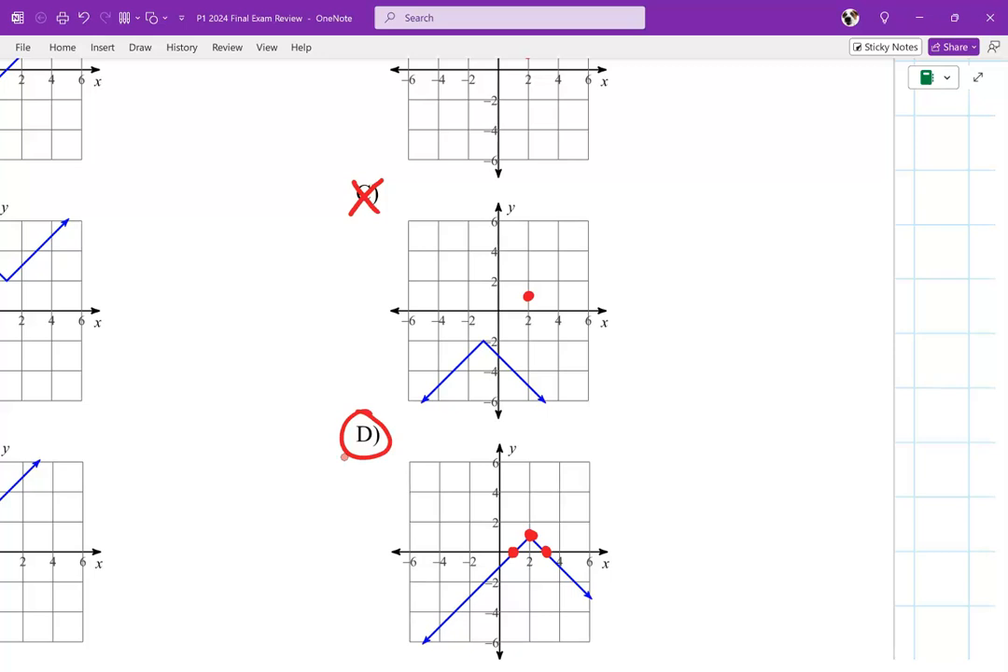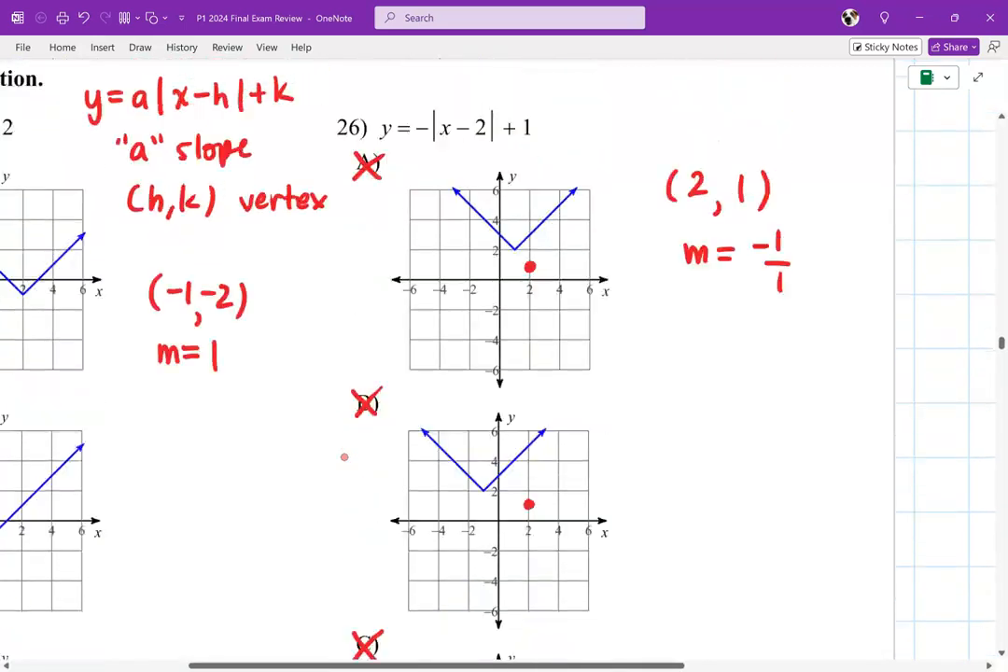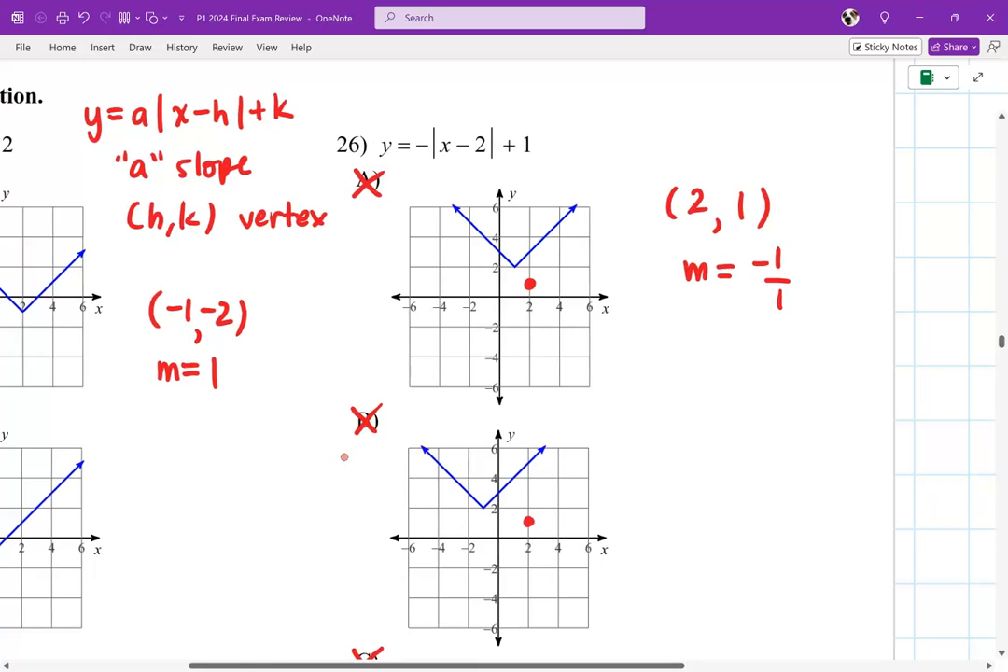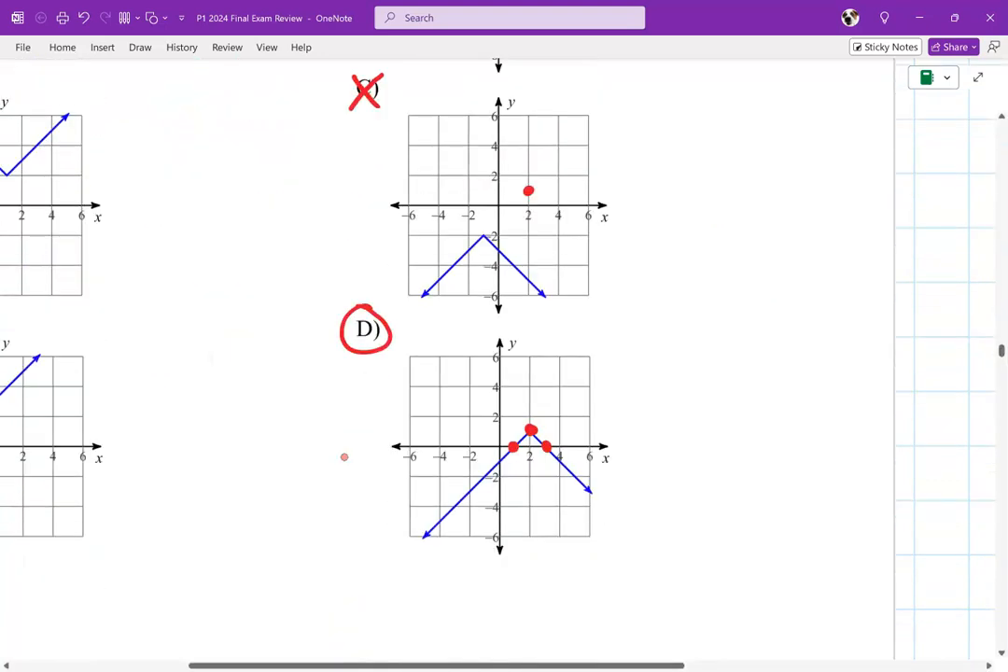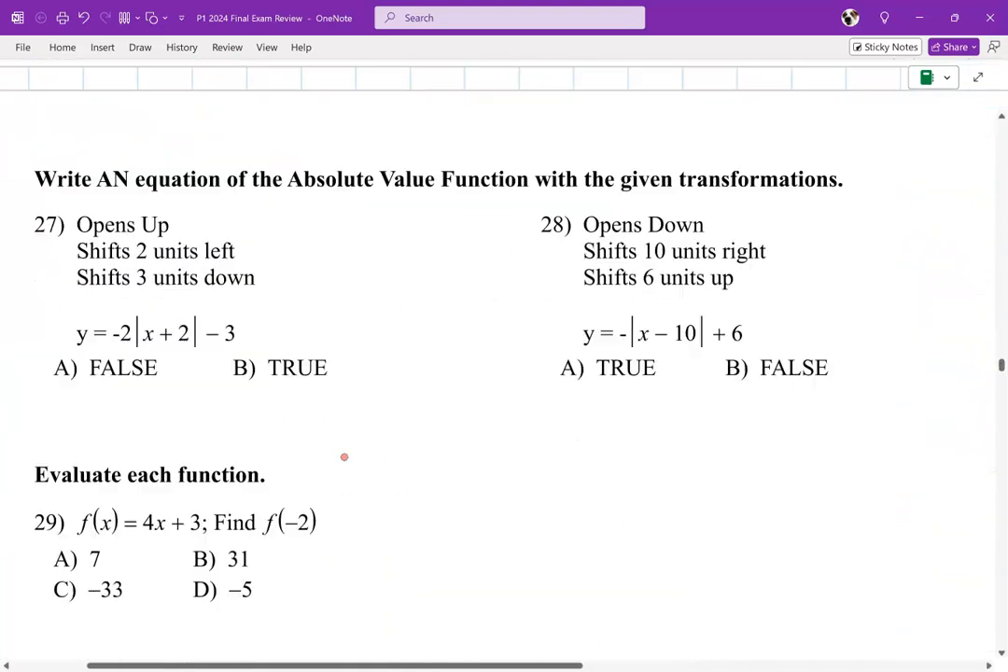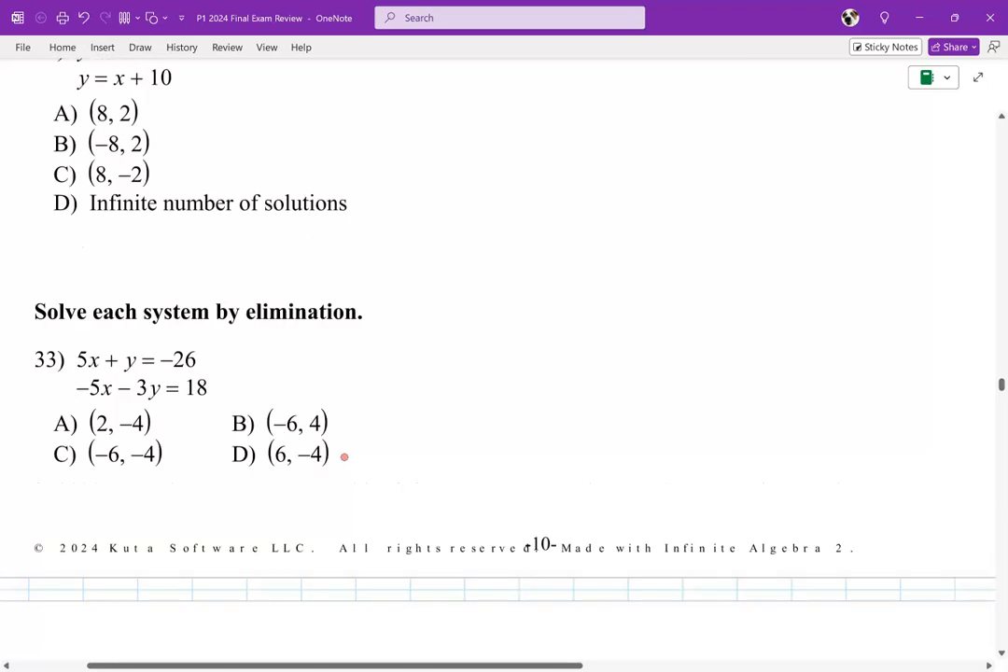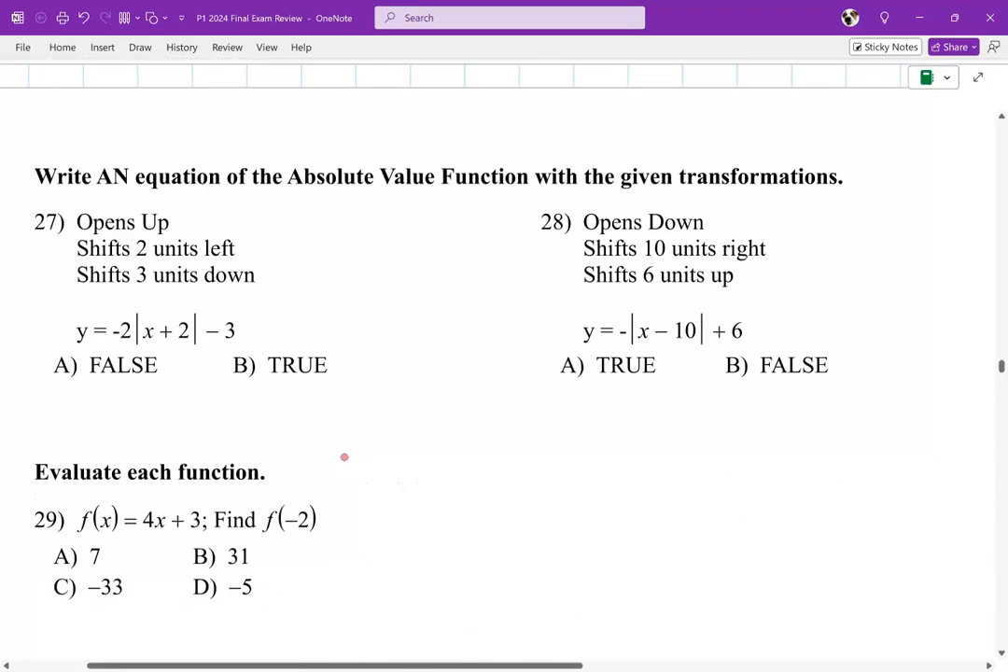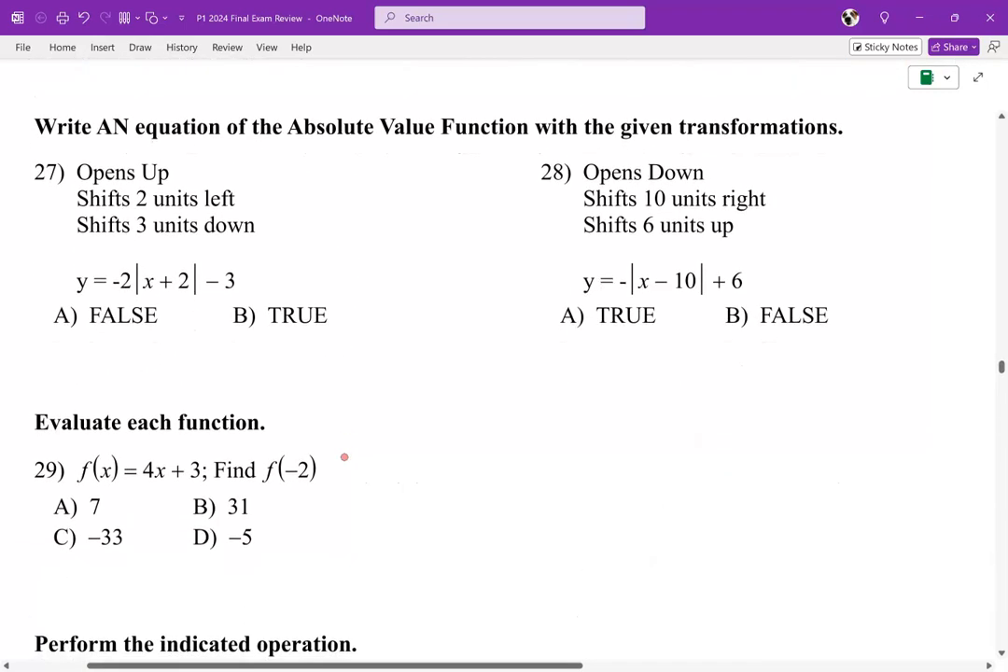So we're at 26. We started at 16. So that's 11, 12, 13. I can't do all these, but these are going to be kind of quick. Maybe we'll at least do 27 and 28 and we'll stop there.